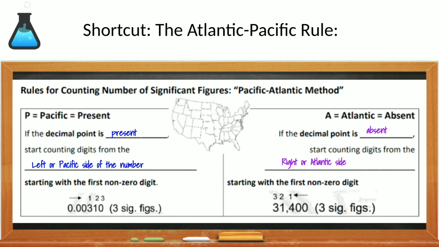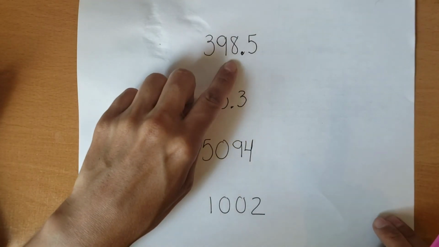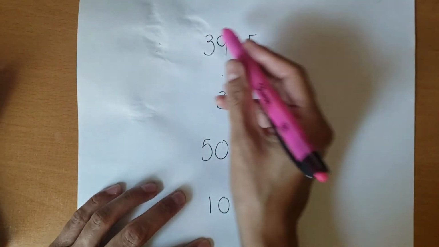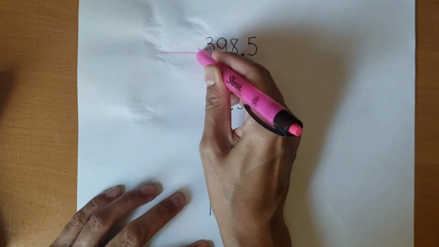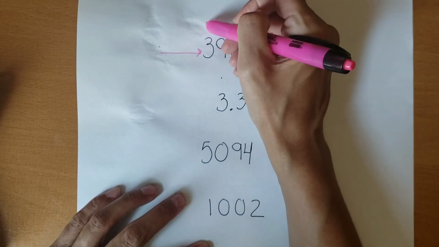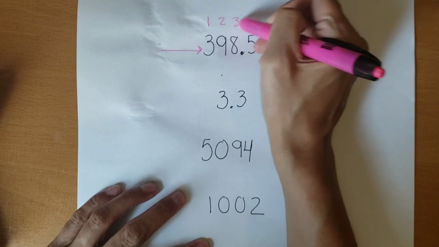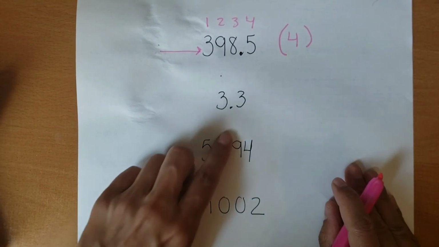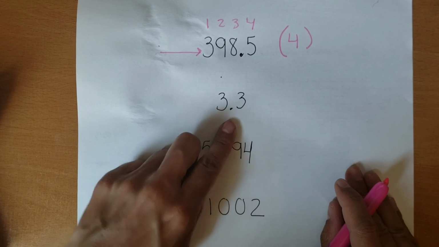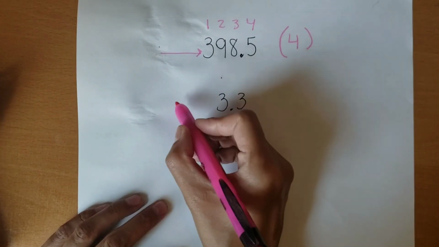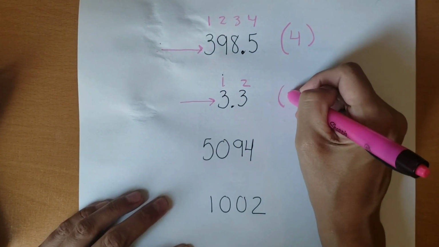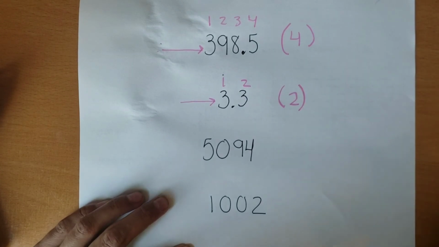Now I'll show you how I can use the Atlantic and Pacific rule in all the examples we did earlier. So starting with this number, you can see the decimal is present. Since there's a decimal, we'll start at the Pacific Ocean side of the number. As we approach, we'll collide with the first non-zero digit, which is a 3. So our significant digits are here. This number has 4 significant digits. This number also has a decimal, so we'll start on the Pacific Ocean side of the number. This number has 2 significant digits.